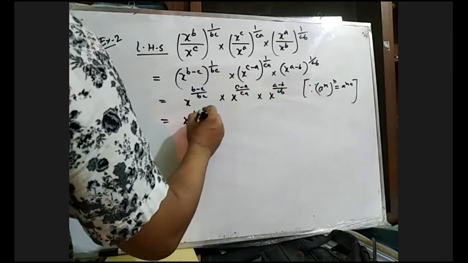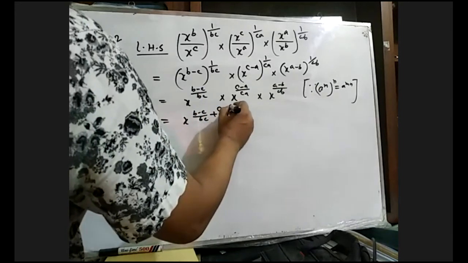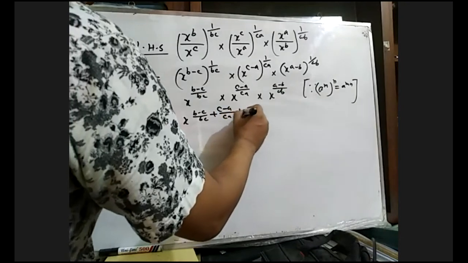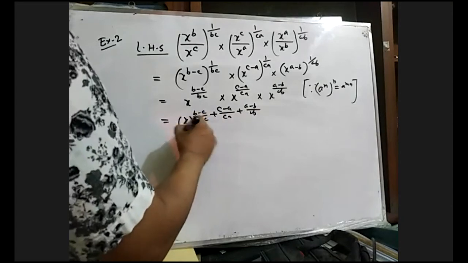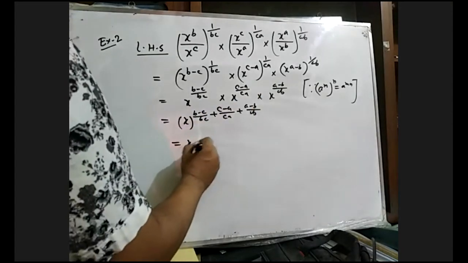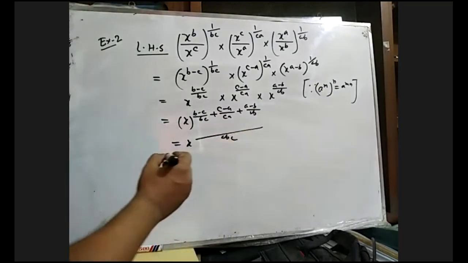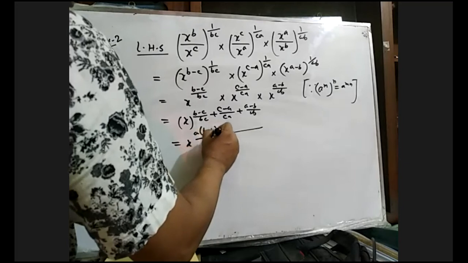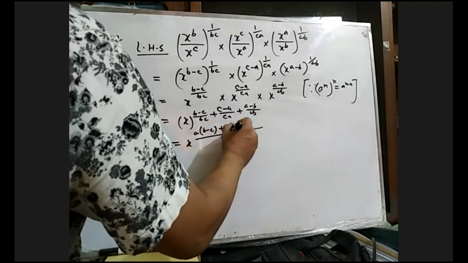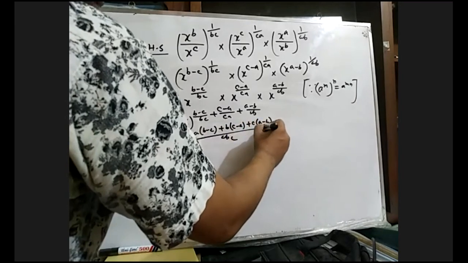So we can write (b minus c) divided by bc plus (c minus a) divided by ca plus (a minus b) divided by ab, and this will be the whole power. So in this power we can take abc as the LCM. Okay, so a into (b minus c) plus b into (c minus a) plus c into (a minus b).